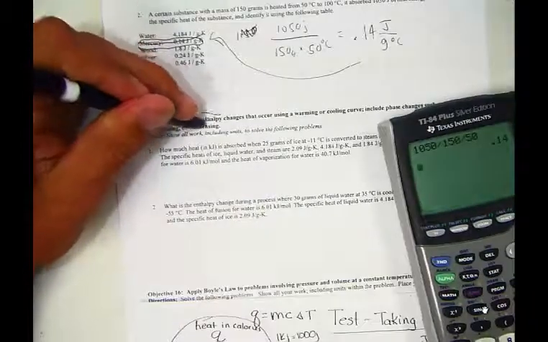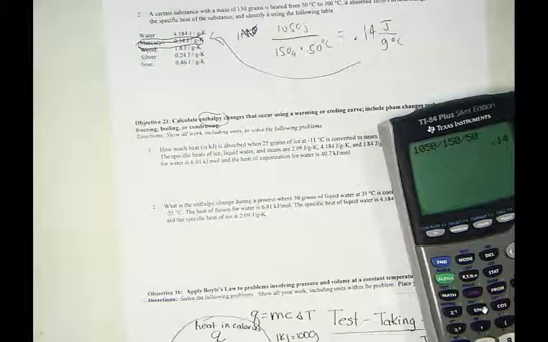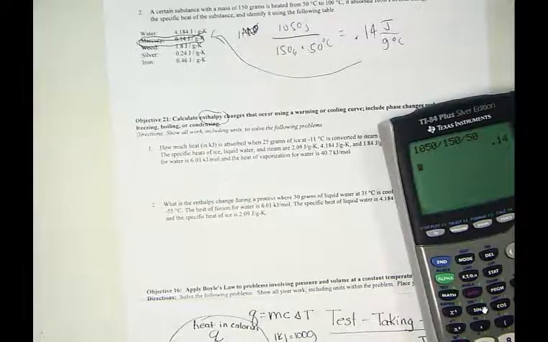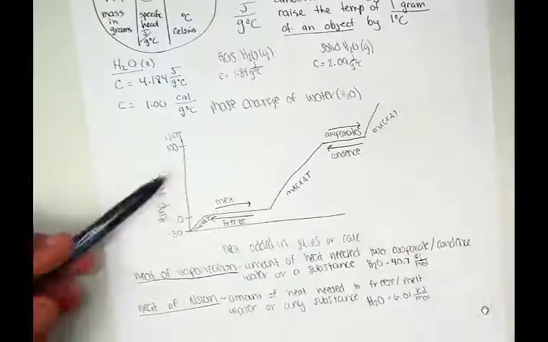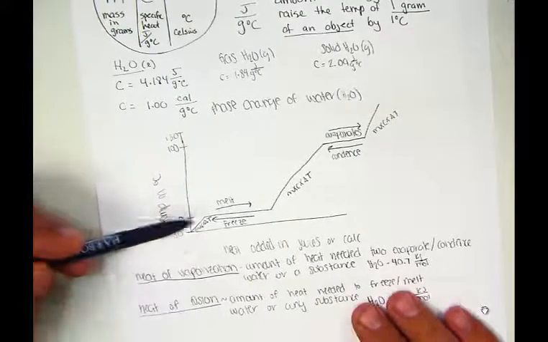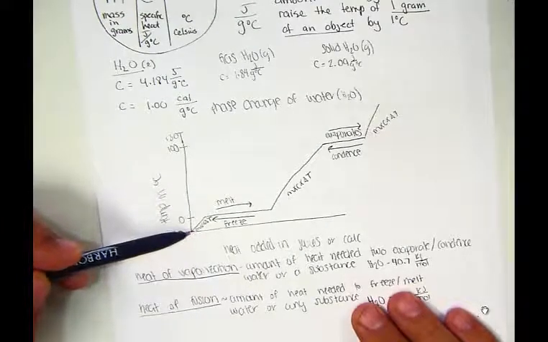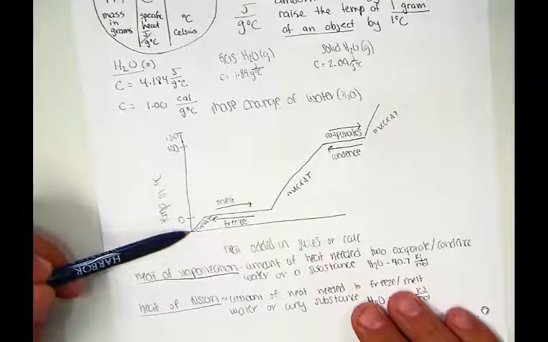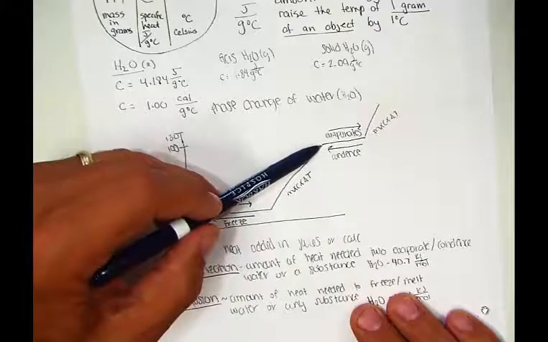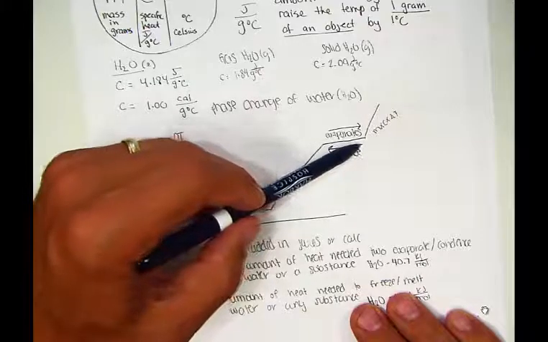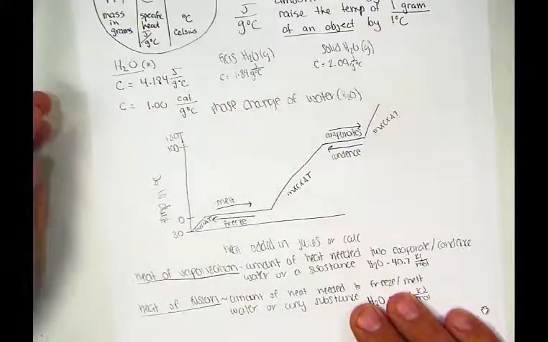Next section, you'll see the word enthalpy. We've used the term heat more than enthalpy, but enthalpy changes are just heat changes. So we're calculating enthalpy changes that occur during a warming or cooling curve. We've had warming and cooling curves. They're not really curvy, they're more like straight lines. What happens if you heat up some frozen water? It'll warm up, then it'll melt with no temperature change, then it'll warm up some more, then it'll evaporate with no temperature change, then it'll warm up some more.